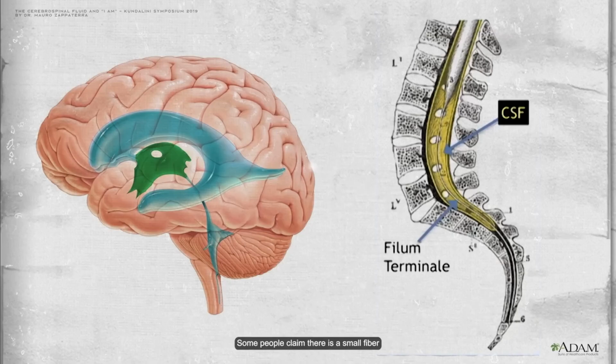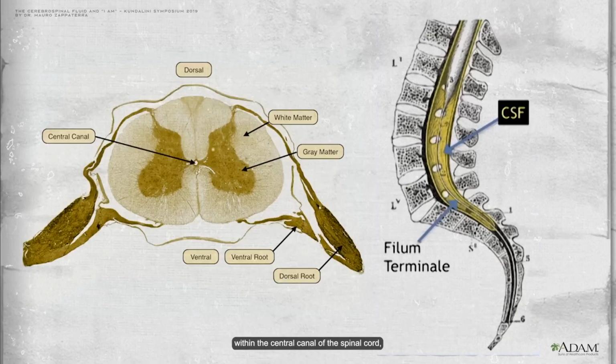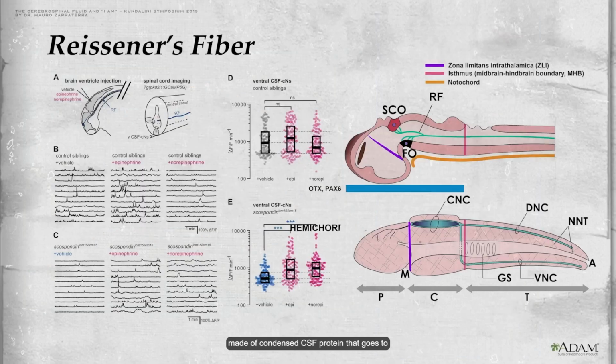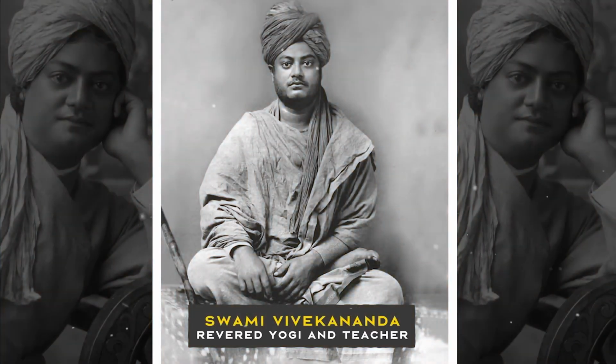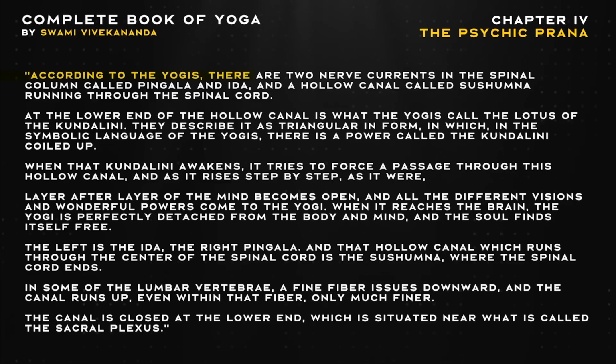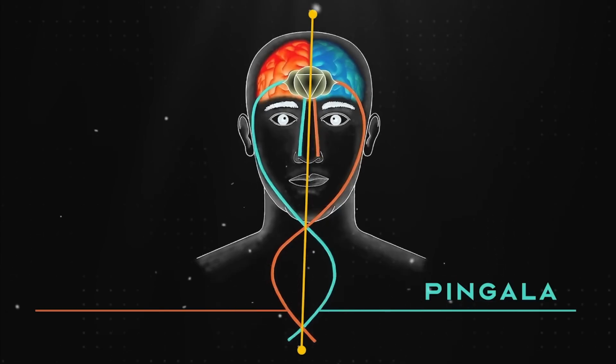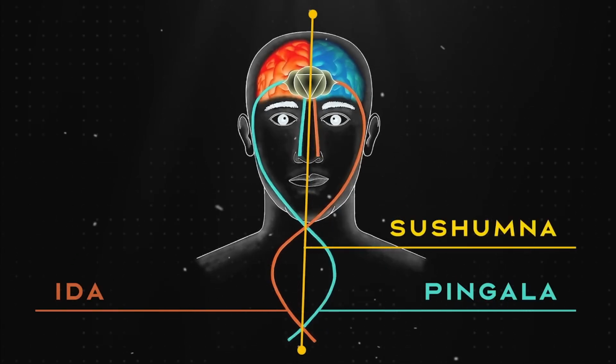Some people claim there is a small fiber within the central canal of the spinal cord made of condensed CSF protein that goes to the pineal gland called Reissner's fiber. Swami Vivekananda, a revered yogi and teacher, offers profound insights into the yogic understanding of the human body. He explains, according to the yogis, there are two nerve currents in the spinal column, called Pingala and Ida, and a hollow canal called Sushumna, running through the spinal cord.